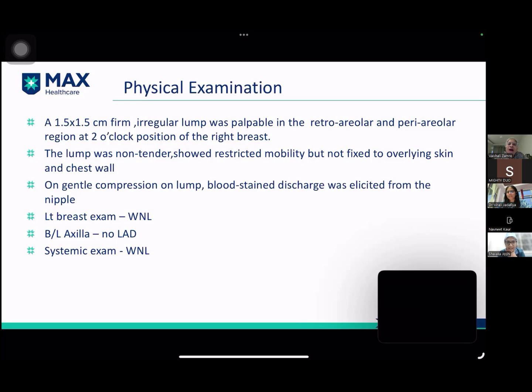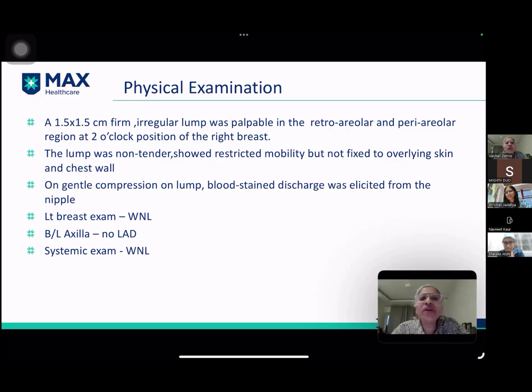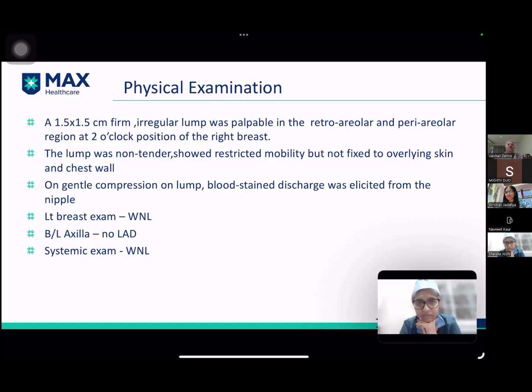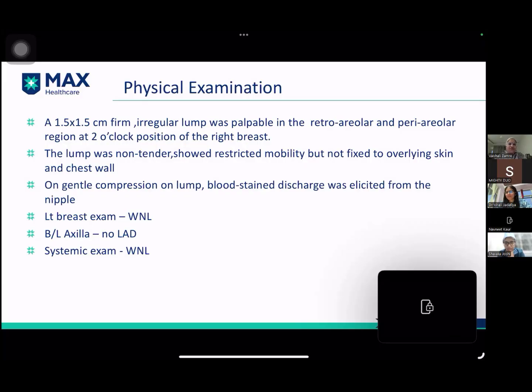Can it now be a papilloma? Yes, ma'am, it can be a papilloma. So what are the differentials? The first diagnosis probably would be, given her age and other things, invasive cancer, but what are the other differentials that you will keep in mind, which can also give rise to a similar presentation? Papilloma, already mentioned.